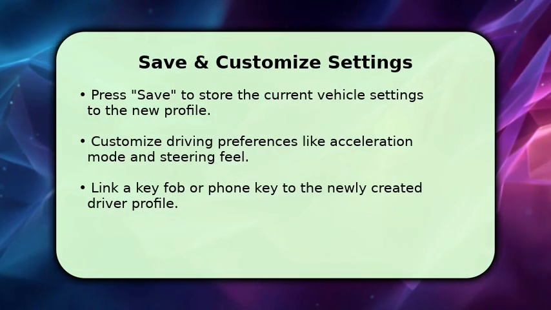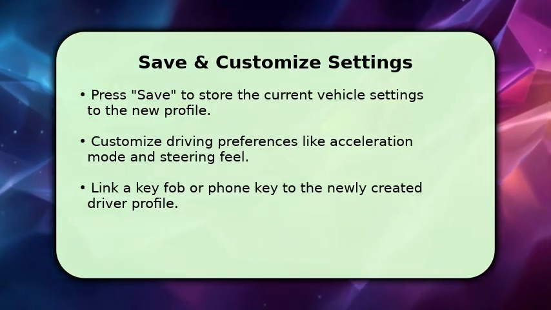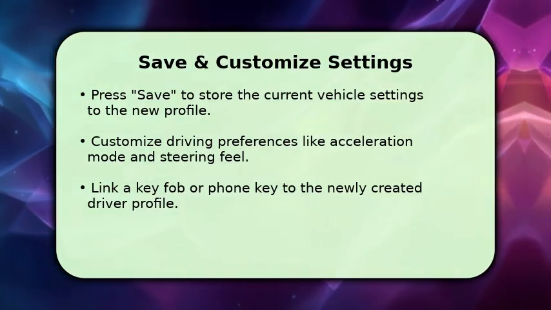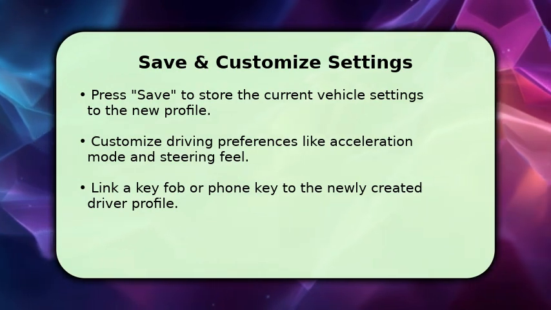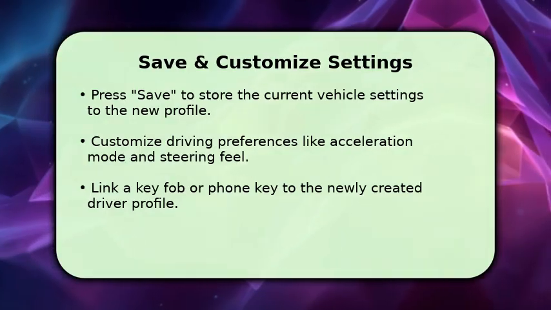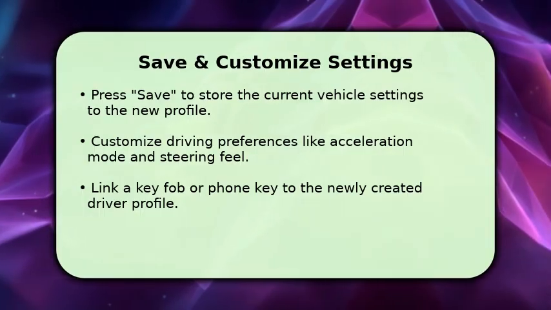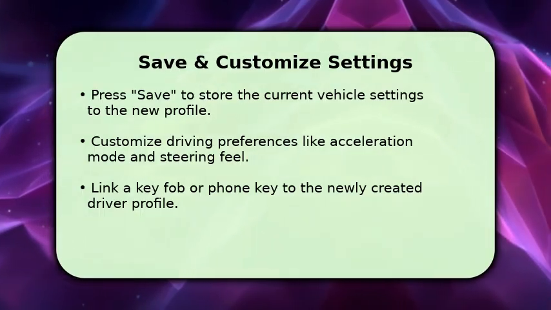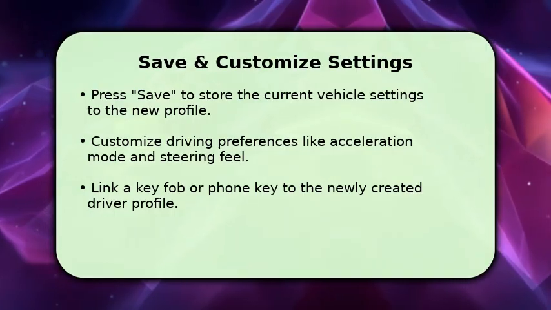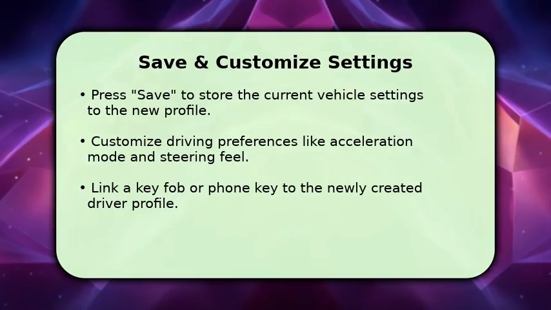After adjusting the physical settings, make sure to tap Save on the screen. This action permanently links those preferences to the new driver's profile. You can also customize other driving preferences, such as the acceleration mode or steering feel, to match their style. For added convenience, consider linking a specific key fob or phone key to this new profile, allowing the car to automatically adjust when that key is detected.